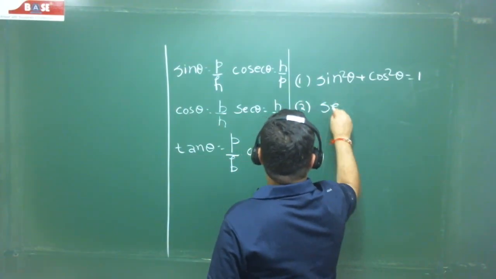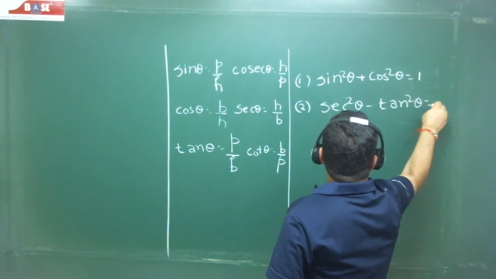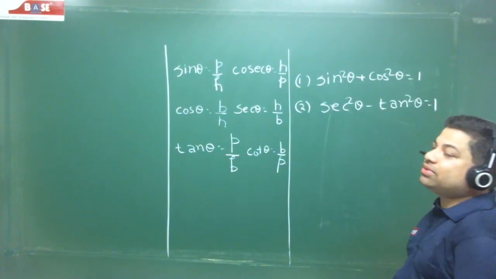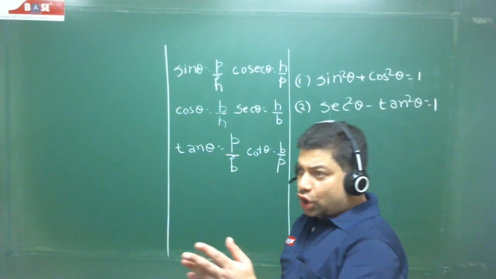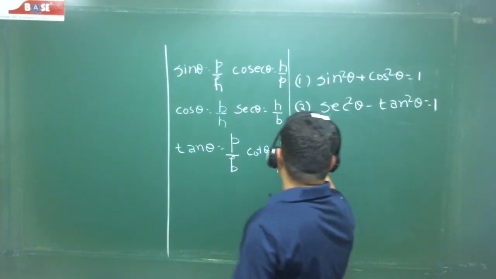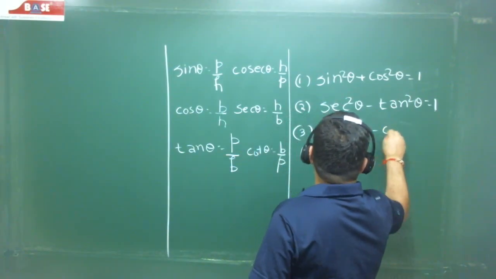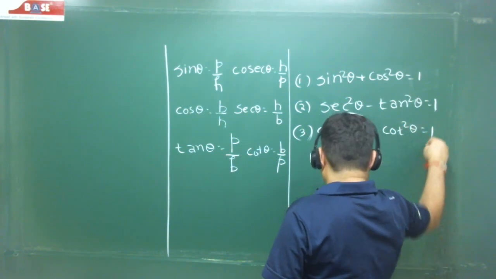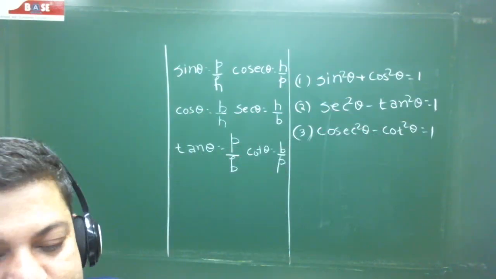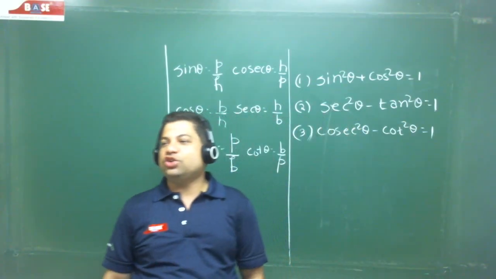Next we have secant square theta minus tan square theta equal to how much? 1, right? Again, secant square theta will be 1 plus tan square theta, or tan square theta will be secant square theta minus 1. Now the third one: cosecant square theta minus cot square theta is equal to 1. The situation will be the same in this case also. What I mean to say is, suppose someone is interested in cosecant square theta, what will you get?